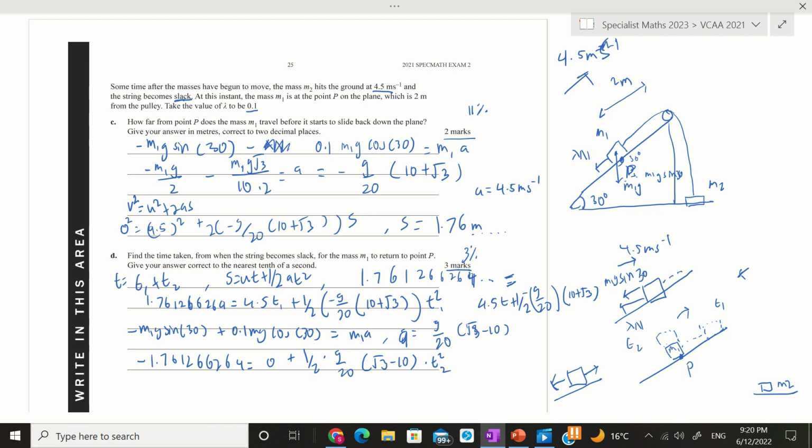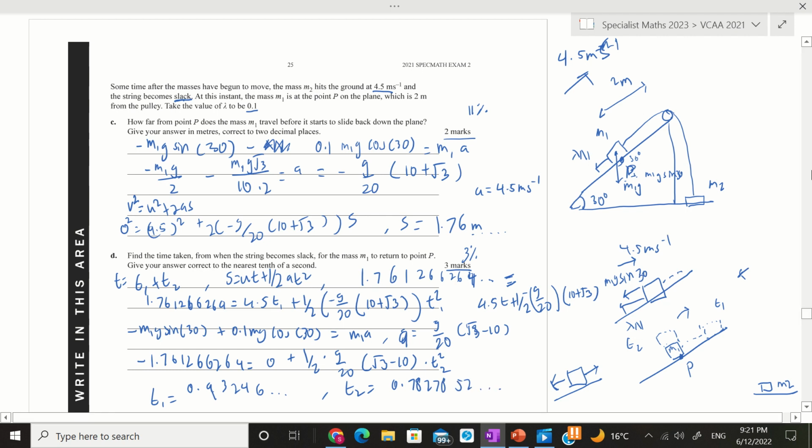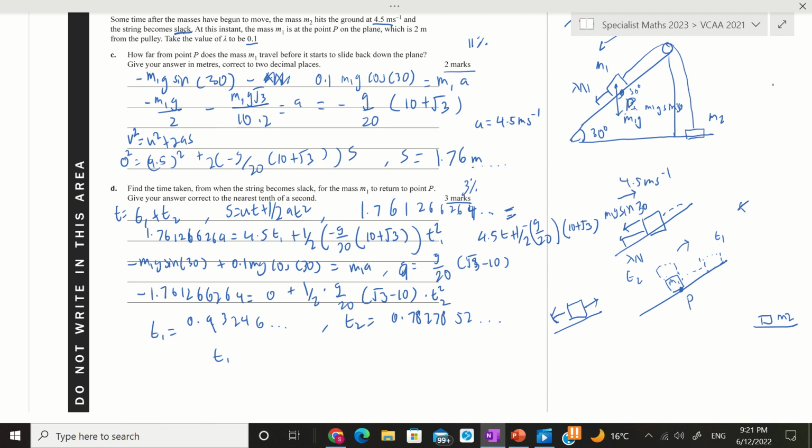Put that in the CAS and we solve both of them now. Once I solve t1 and t2, t1 is going to equal 0.93246, something like that, and t2 is going to equal 0.782785, something like that. Adding them all together and rounding off to one decimal place, because I want the nearest tenth of a second, I'm going to get a total time of 1.7 seconds for the mass m2 to hit the ground.